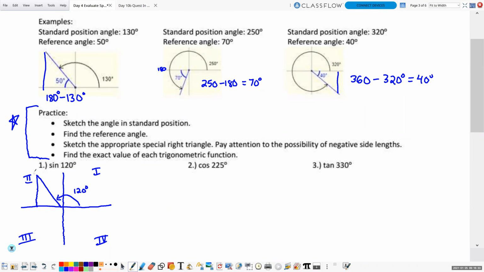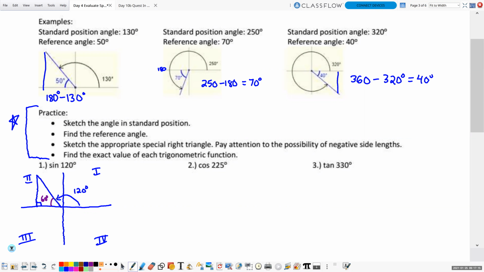We're going to draw a line from the terminal ray to the x-axis. I need everyone to calculate this reference angle that I marked in dark purple. Calculate that reference angle, type it into the chat, but do not press enter. What is the reference angle for 120? Everyone press enter. You guys direct messaged me. That's good. 60 degrees. Everybody who sent me 60 degrees is correct.